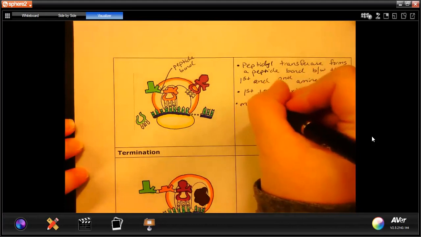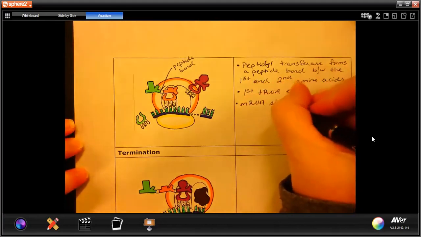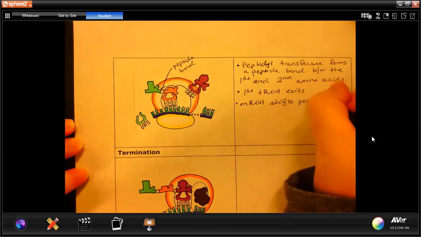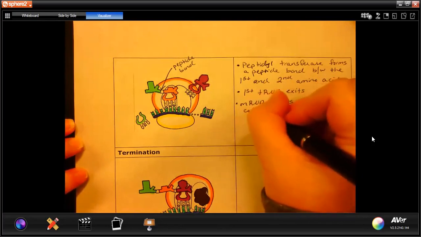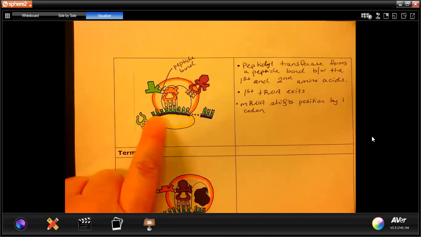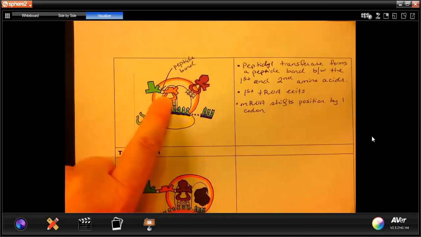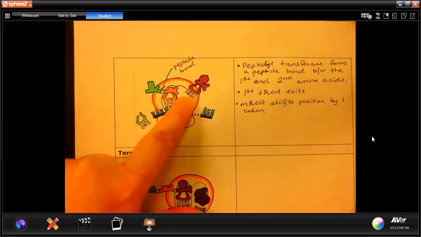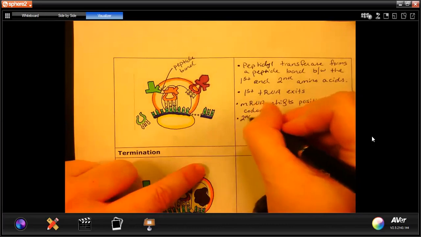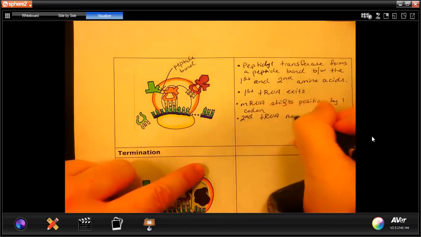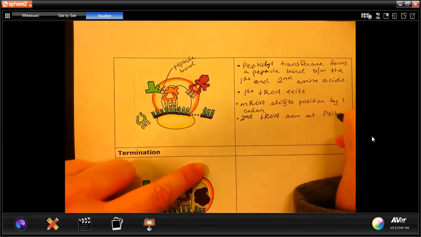The mRNA, actually the ribosome, but that's fine, shifts position by 1 codon. Okay, so the AUG that coded for that methionine is now out of the P site. The P site is now holding the methionine and the next amino acid that came in, and the A site is now ready for a new tRNA amino acid complex. So the second tRNA is now at the P site.